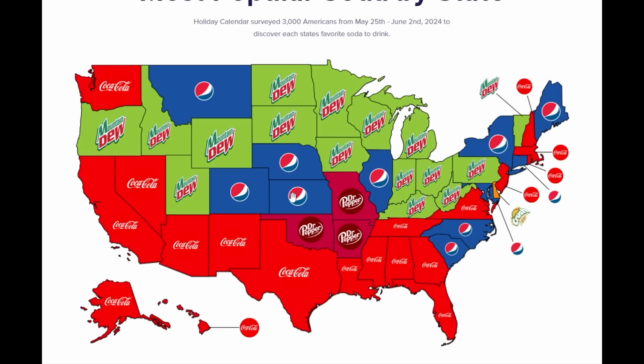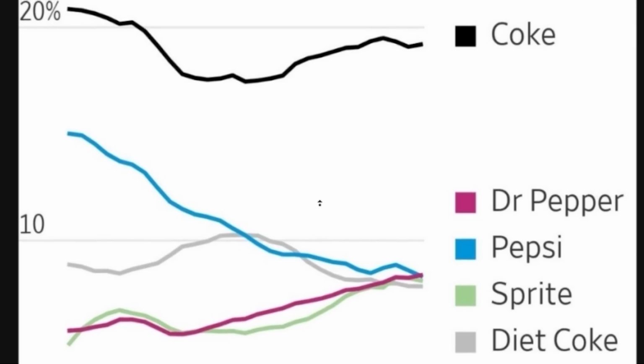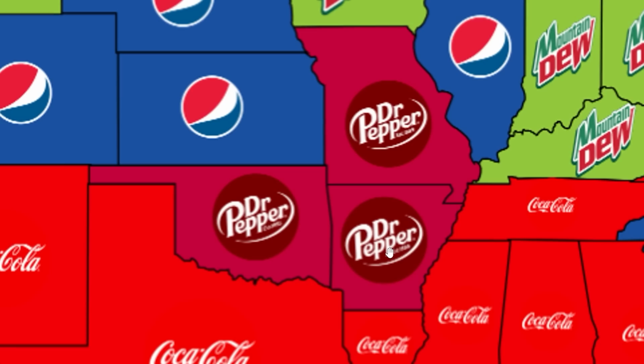I've actually been hearing Pepsi's been going down, and that is because Dr. Pepper has cemented their position as the second most popular soda. They all still have a long way to go before hitting Coke, though. The love for Dr. Pepper's coming out of Missouri, Arkansas, and Oklahoma.